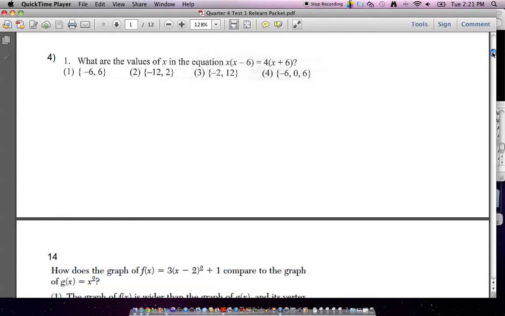What are the values in the equation? Well, there's a couple of different ways that we could do this guy. We could substitute the choices and see which ones work, but I'd rather solve it cleanly in case they give it to us one day where there are no choices.